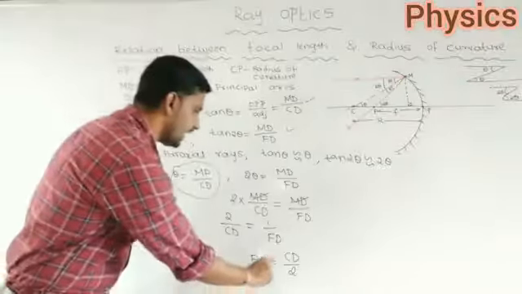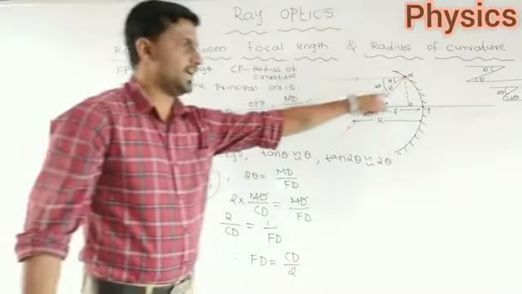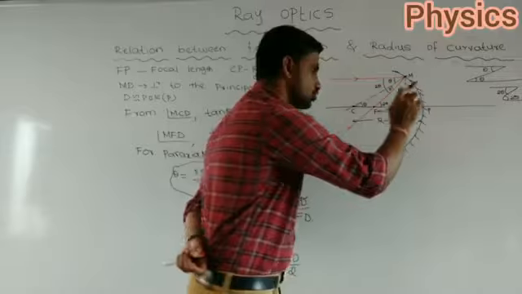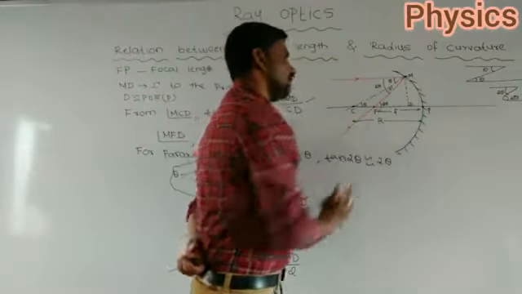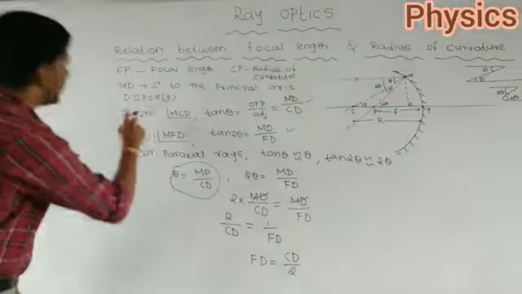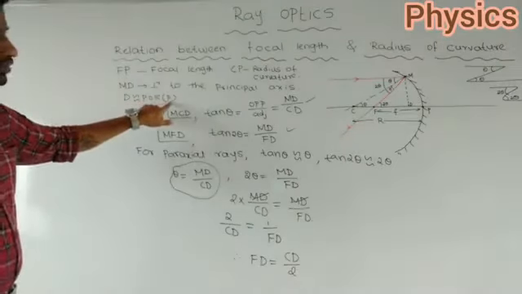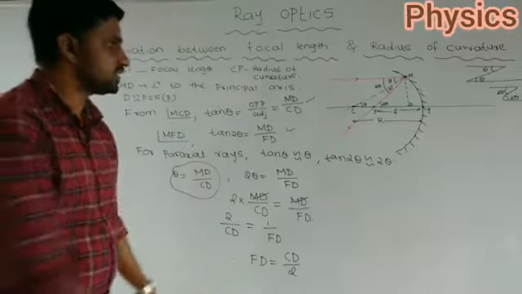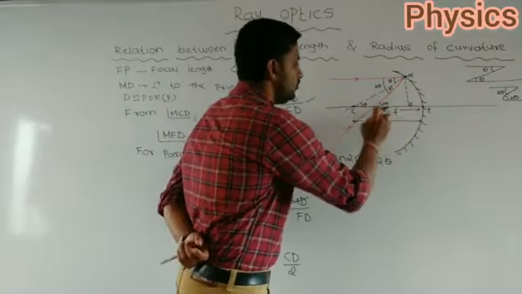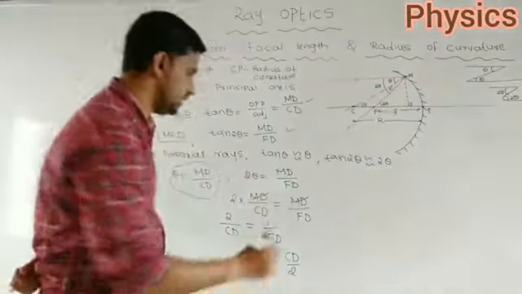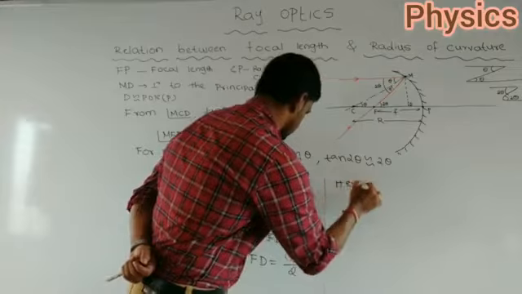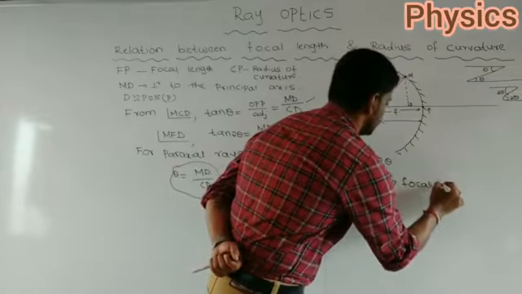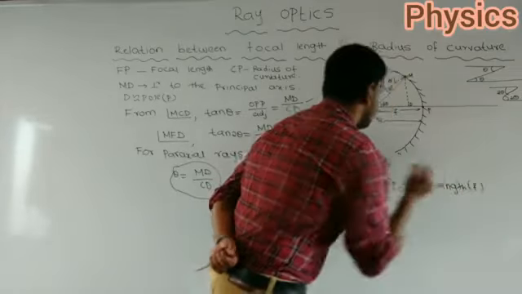Here what do you mean by FD and CD? We know from the diagram FD is nothing but FP, I can take FP or FD, because D is very close to P. FD is the distance from the pole to the focus, that is nothing but the focal length.